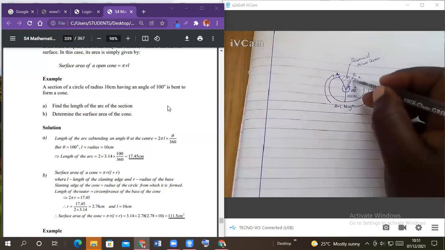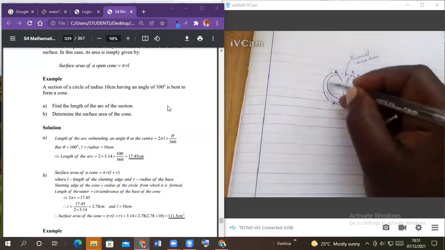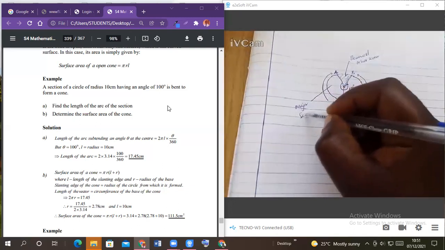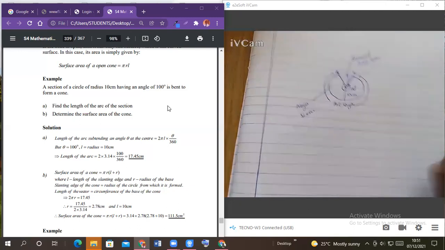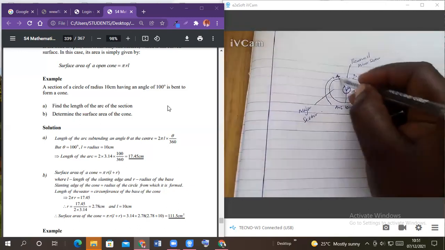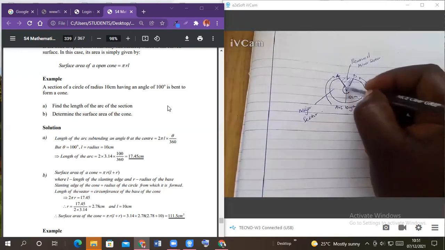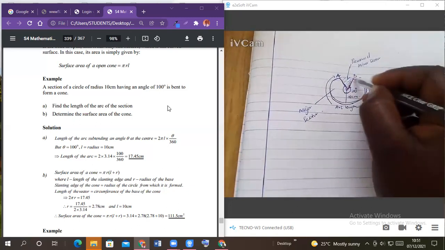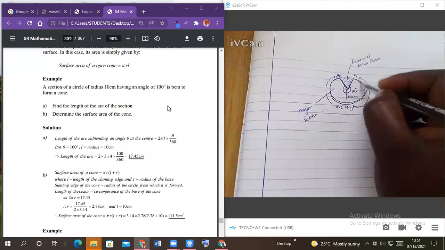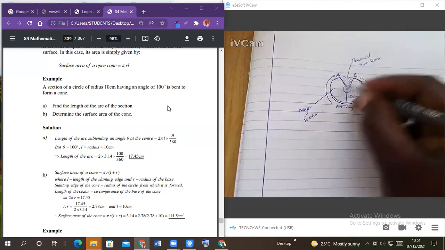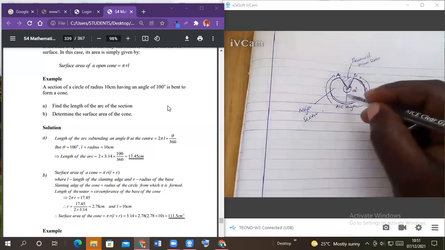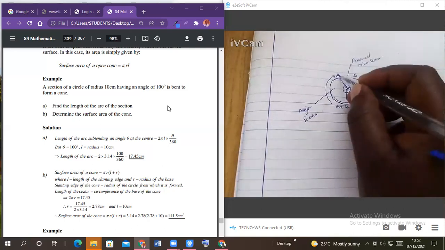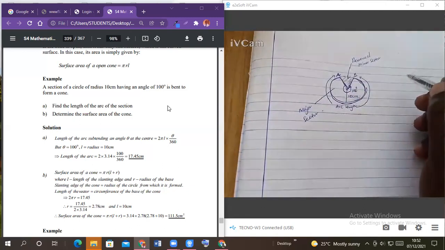And the big one that has remained, this one here, is what we call the major sector. This is the major sector. And it is this sector that we are going to use to form a cone. Once we remove this part here and we join A to B, we shall form a cone.